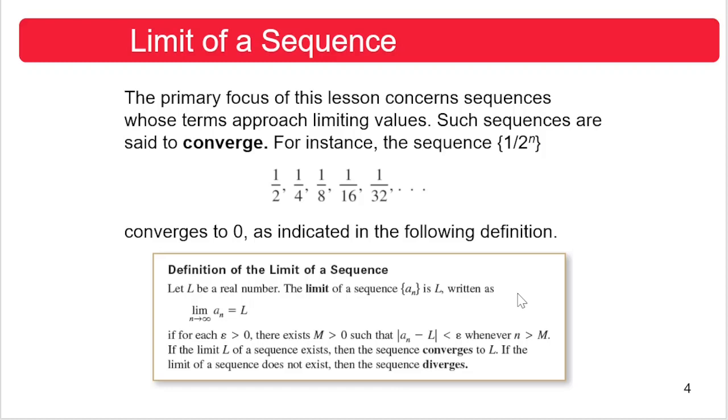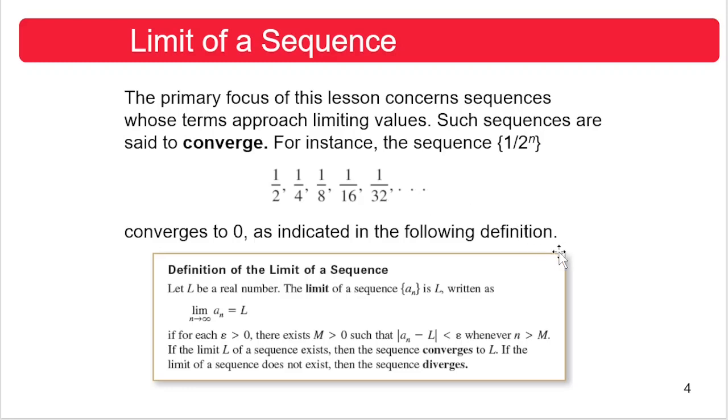Such sequences are said to converge. For instance, if you're given a sequence of the form 1 over 2 to the n power, where if n is 1, we get the first term of the sequence, which is 1 over 2 to the 1 or 1/2. If n is 2, then you will get the second term, which is 1 over 2 squared or 1/4. For the third term, when n is 3, you get 1 over 2 cubed or 1 over 8, and so on and so forth. These are called the terms of the sequence. But if you observe, as the value of n increases or approaches infinity, the terms of the sequence converge to 0, as indicated in the following definition.